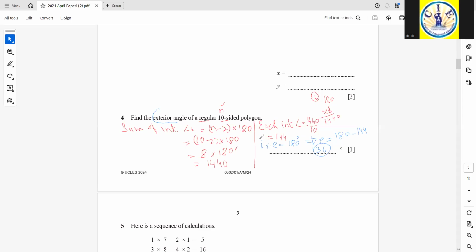Here we have used this formula I plus E equals 180. Like for example, I've got this triangle. This is its interior angle, and the exterior angle is this one. You see that both of them lie on a straight line, so that's why their sum will be equal to 180 degrees. So this is how this question was to be done.